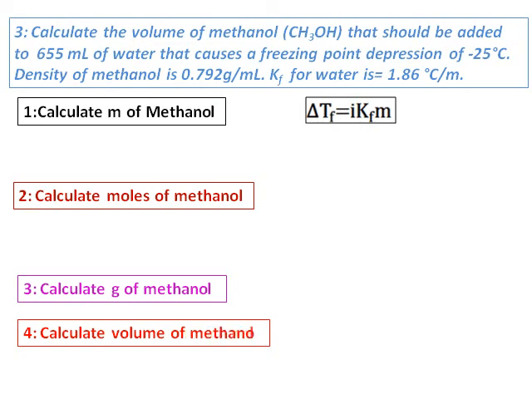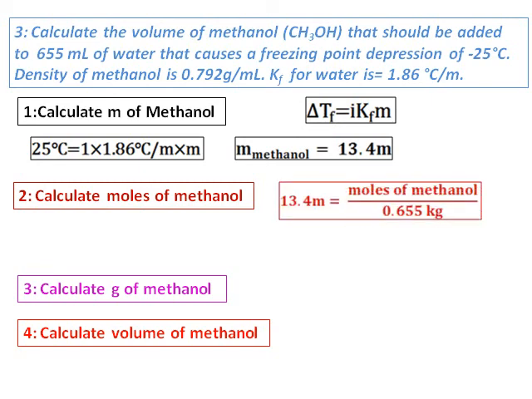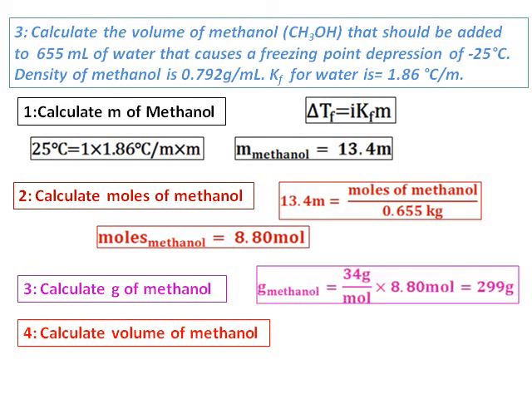So now since we know the steps involved, let's do the calculation. The first one is to calculate the molality, and I get the molality as 13.4 molal. And to calculate the moles, we have the mass of water, convert that into kilograms, and I get the moles as 8.80. And then afterwards calculate the grams using the molar mass, and then use the density to calculate the volume.